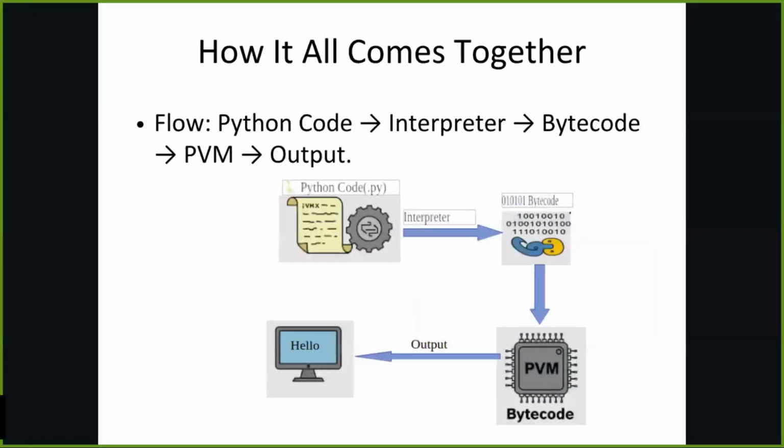Let's put it all together. You write the code as a human-friendly script. Then the Python interpreter checks it for correctness. Once that is correct, it is transformed into bytecode and stored in a PyCache directory. Then the PVM reads the bytecode, carries out the actions, and displays the result as an output on the terminal.